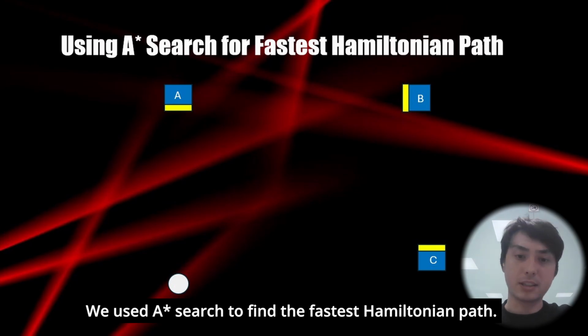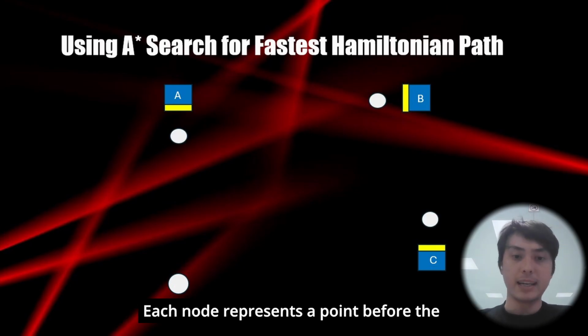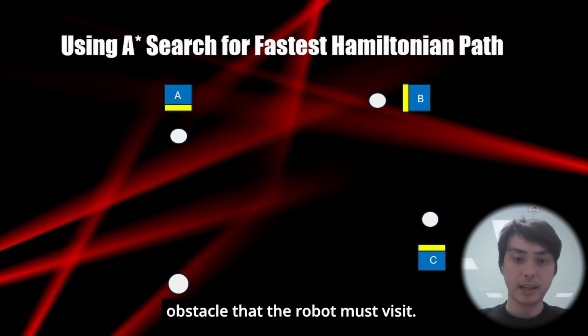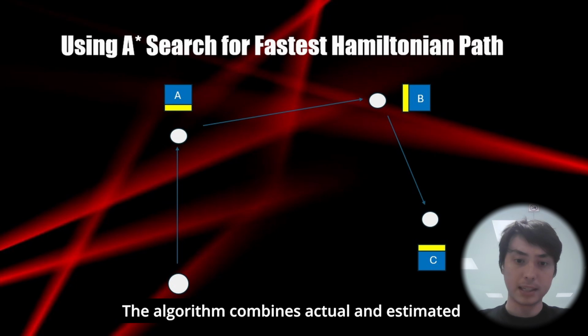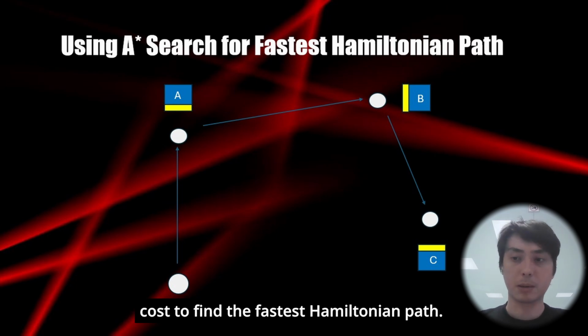We use A-star search to find the fastest Hamiltonian path. Each node represents a point before an obstacle that the robot must visit. Cost is the distance the robot travels. The algorithm combines actual and estimated cost to find the fastest Hamiltonian path.